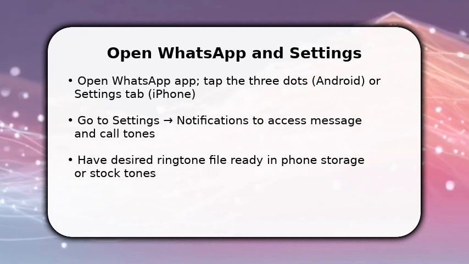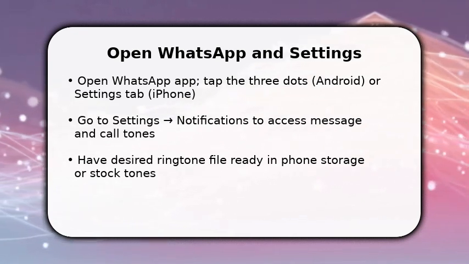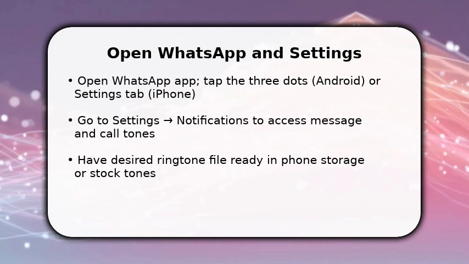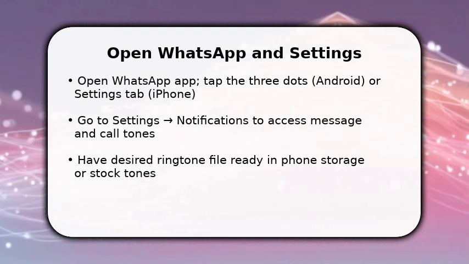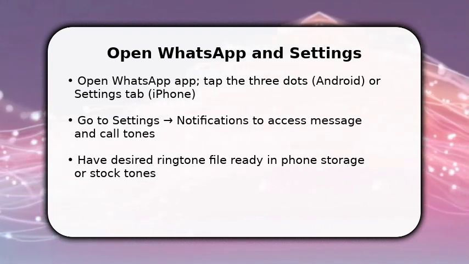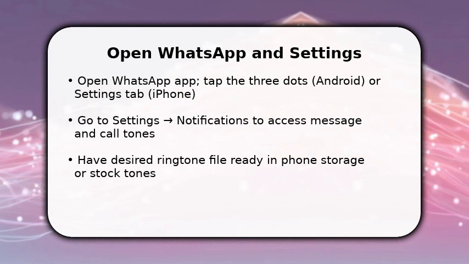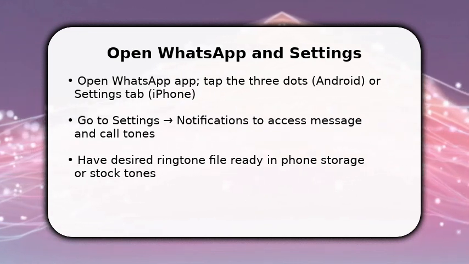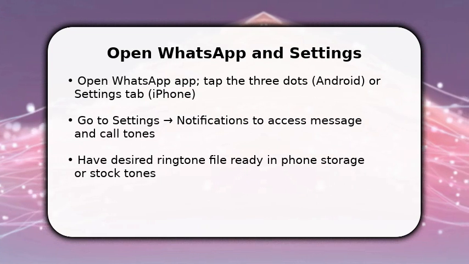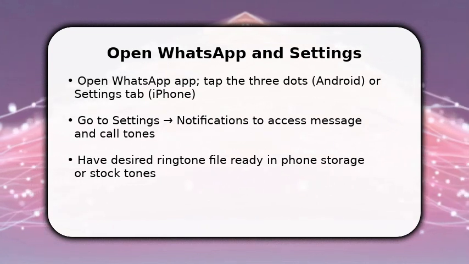Once in Settings, choose Notifications so you can change message and call ringtones separately. Make sure the ringtone you want is already on your phone or available in the system tones. This avoids interruptions later. This initial step ensures you're in the right place to switch sounds efficiently and consistently.